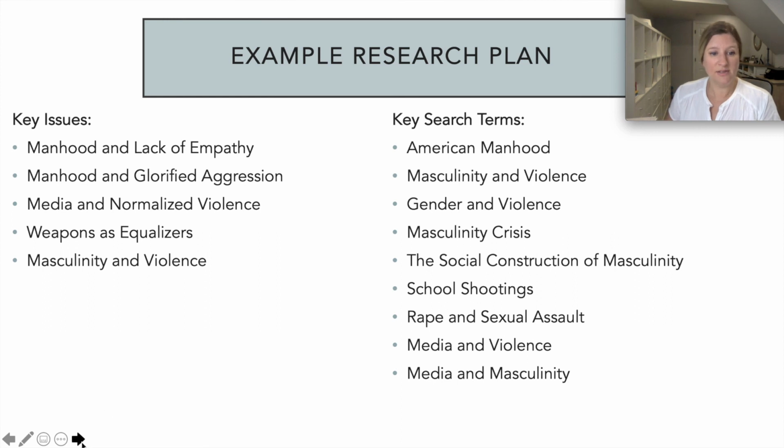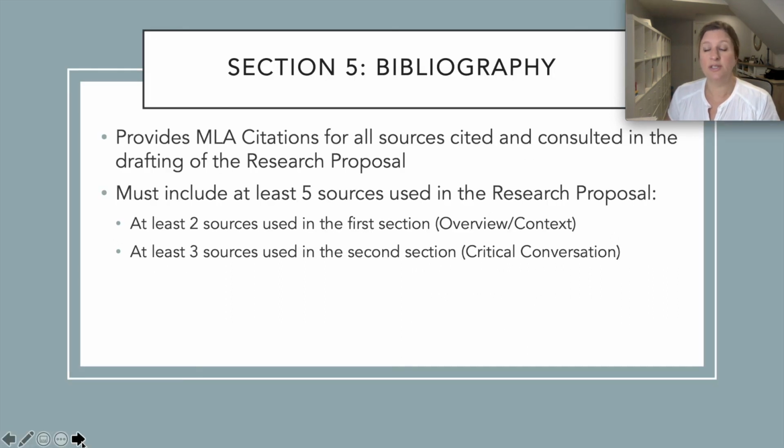And then the very last section of the research proposal is just a bibliography of the sources. Remember, you must include at least 5 total sources. You have to have at least 2 sources in the first section, the overview and context section, and then you have to have at least 3 sources in the second section, which is that critical conversation presenting the 3 different perspectives. So you will need MLA citations and a bibliography at the end of your research proposal for those sources and any other sources that you might have used or consulted when crafting your research proposal.